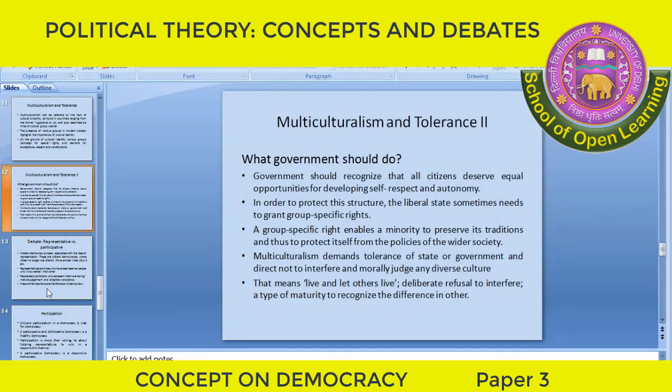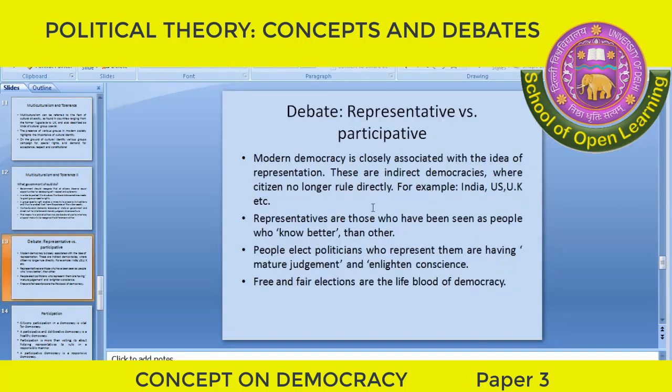Democratic representation. The next phase of a democratic idea goes to representation. Modern democracy is closely associated with the idea of representation. There are indirect democracies where citizens no longer rule directly. For example, India, USA, United Kingdom, New Zealand, many of the modern democracies are based on representation.